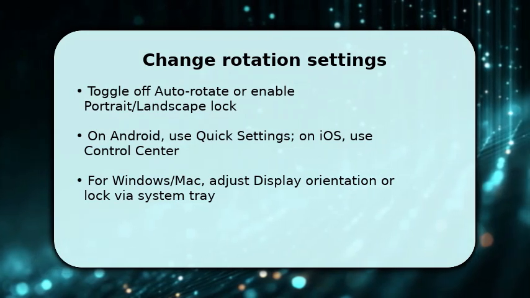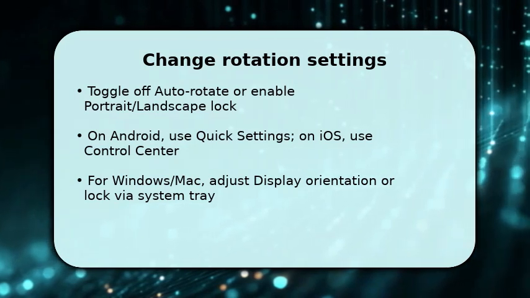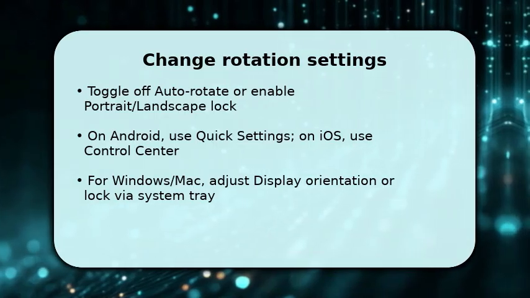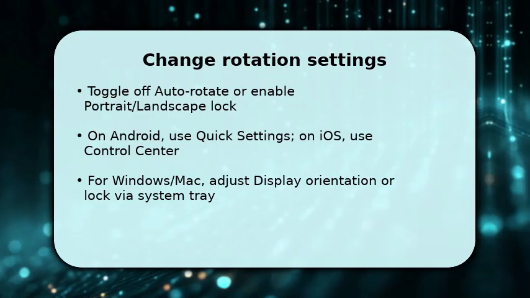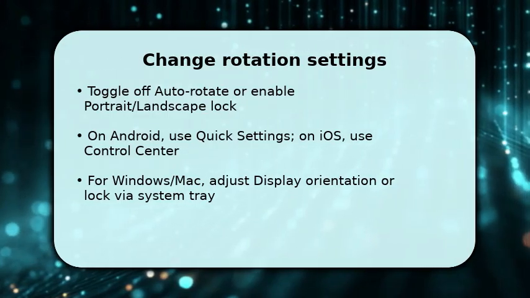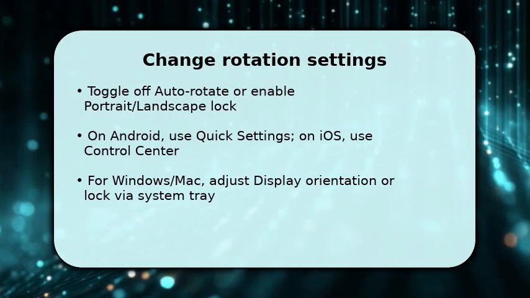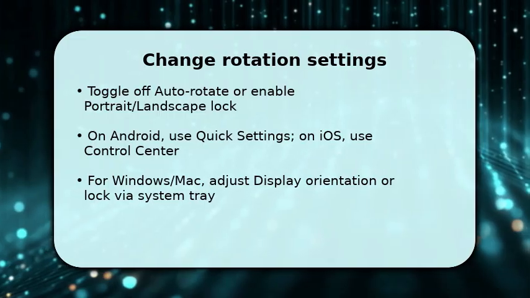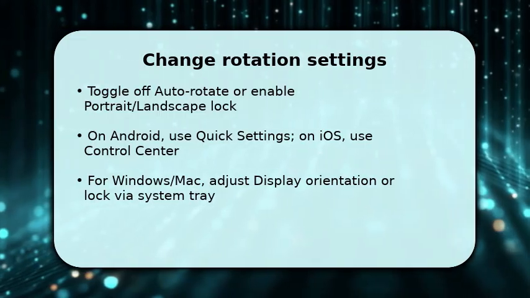On Android, pull down Quick Settings and tap Auto Rotate to disable. On iOS, open Control Center and enable Portrait Orientation Lock. For laptops or tablets, go to Display Settings and set orientation to Portrait or Landscape, or toggle Rotation Lock in the system tray. Once done, test by turning the device slowly to verify the screen stays fixed.